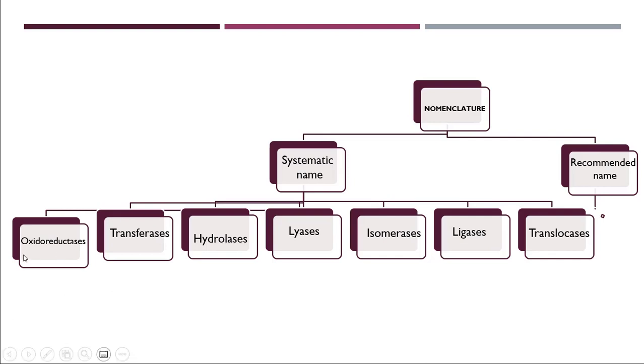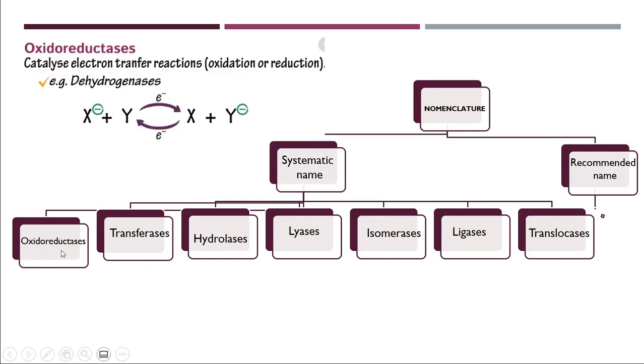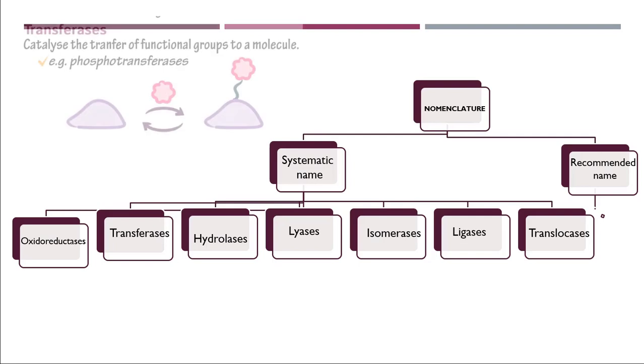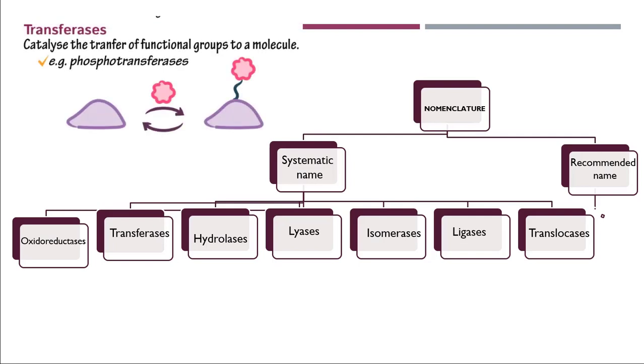Okay, now oxidoreductases. By the word, you can say it's a kind of oxidation and reduction process. So electrons are transferring from one molecule to the other, oxidizing one and reducing the other. Fine? Okay. If I'm using the word transferases, it means I'm transferring something. The example I take here is phosphotransferases. It means I'm transferring phosphate from one molecule to the other.